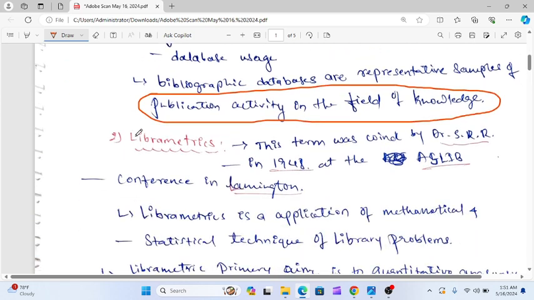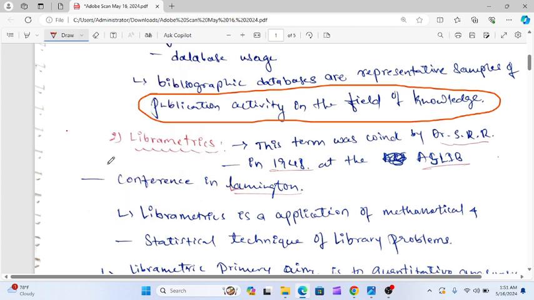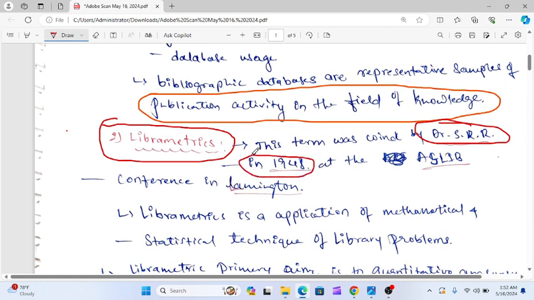After that, librametrics. So next we will see the librametric study. This term was coined by whom? Dr. S.R. Ranganathan, the father of Indian library science, in 1948. When this term was used by S.R. Ranganathan, you have to recall it. This term is raised in UGC NET library questions.